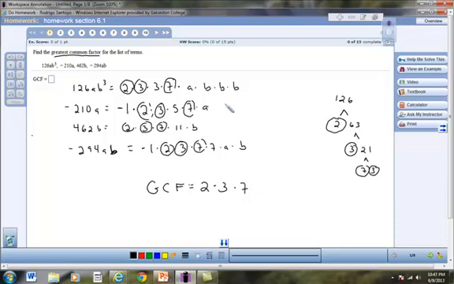And then we also look at the variables. A here, A there, but no A, so you can ignore the A. B there, but no B, so no B. So that's it. You just multiply this out. 2 times 3 is 6. 6 times 7. So for this answer here, we find the greatest common factor to be 42, which means all of these will be divisible by 42.